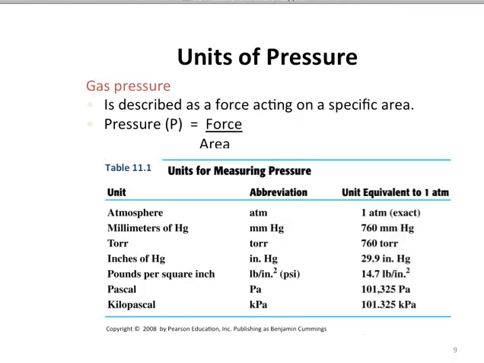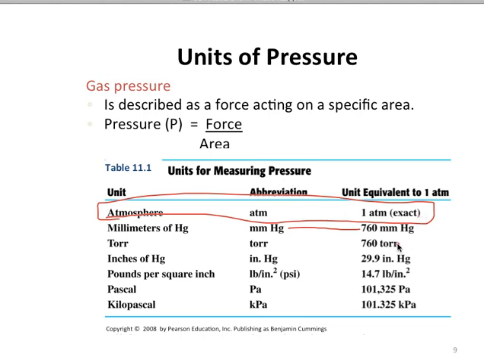All right, let's talk a little bit more about pressure. Gas pressure is defined as the force acting on a specific area. So the pressure is the force over the area. There are several units that you should know. Atmospheres is one. 1 atmosphere is taken to be exact. There are millimeters of mercury. That's an important unit. 760 millimeters of mercury is the same as 1 atmosphere.